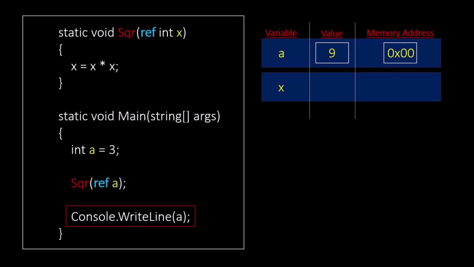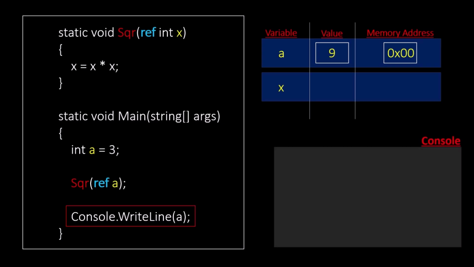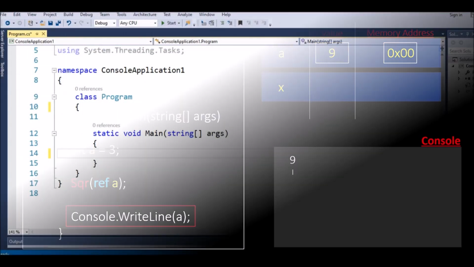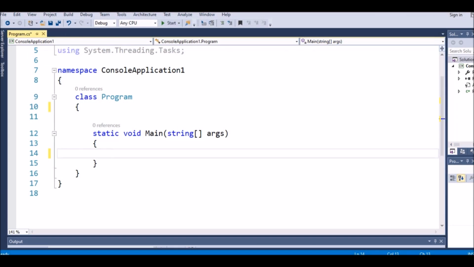Finally, the program goes back to the main method and executes console.write. This prints out 9, not 3, because passing by reference updates the original variable directly. After the explaining, now let's see the real coding.